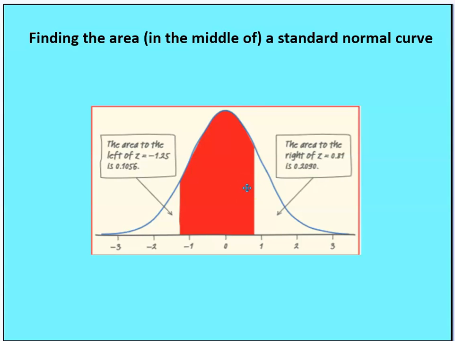I want to find out what value is to the left of this value, and then what value is to the left of this value here. So this is a z-score of negative 1.25, and this is a z-score of 0.81. So I'm going to subtract this value from the area to the left of a z-score of 0.81, which is this entire value here, to get this band between a z-score of 0.81 and a z-score of negative 1.25. So let's see how that works.